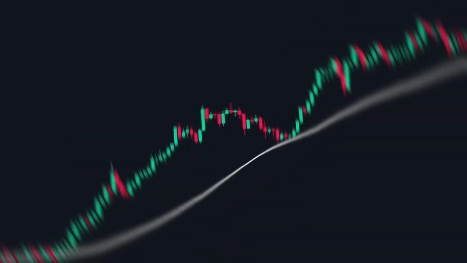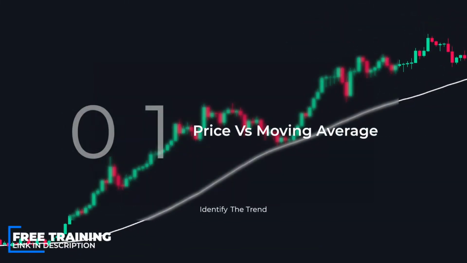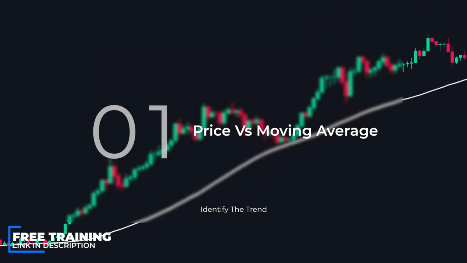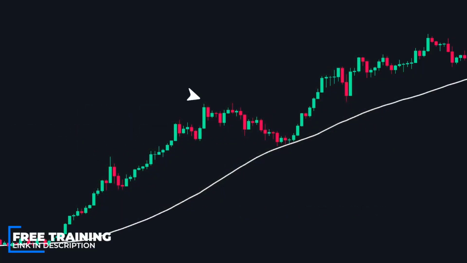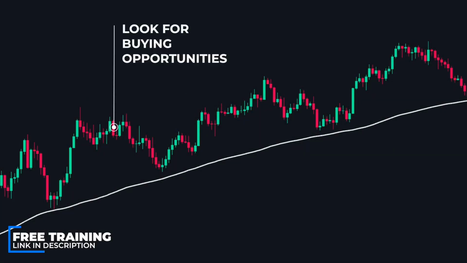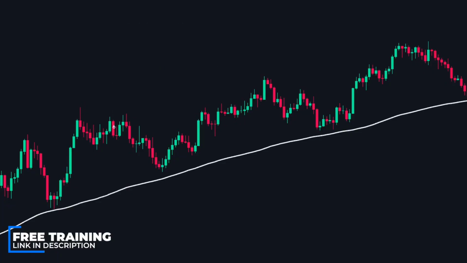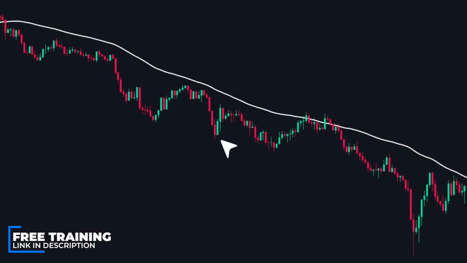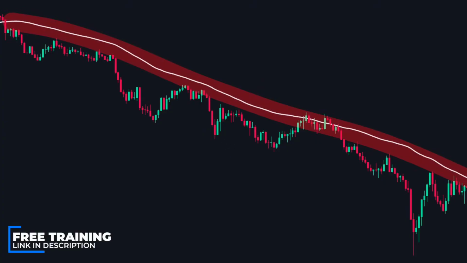By analyzing the relationship between price and the moving average, traders gain valuable insights into prevailing market trends, indicating whether the price is in an uptrend or downtrend. This relationship is fundamental in shaping trading strategies. When prices ascend above the moving average, it signals an uptrend, prompting traders to seek potential buying opportunities. Such conditions represent ideal scenarios for capitalizing on market gains.